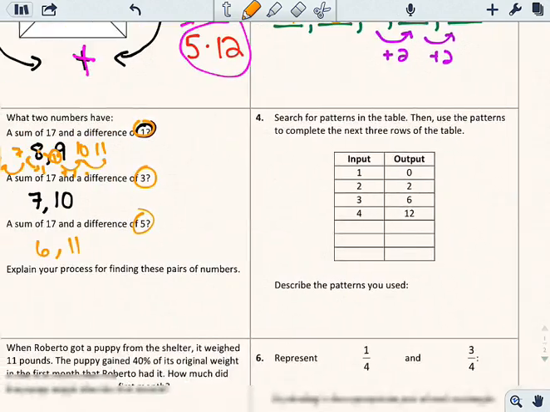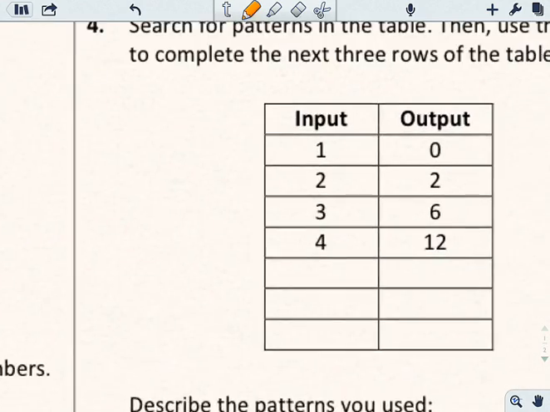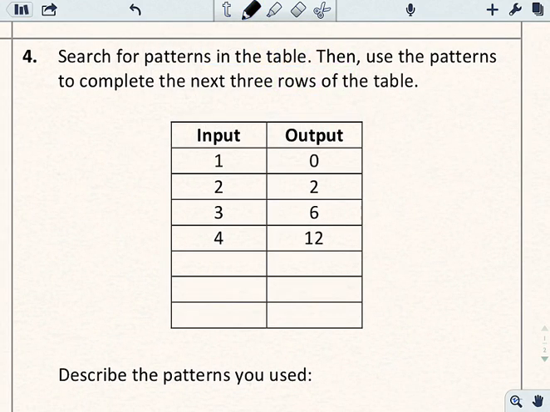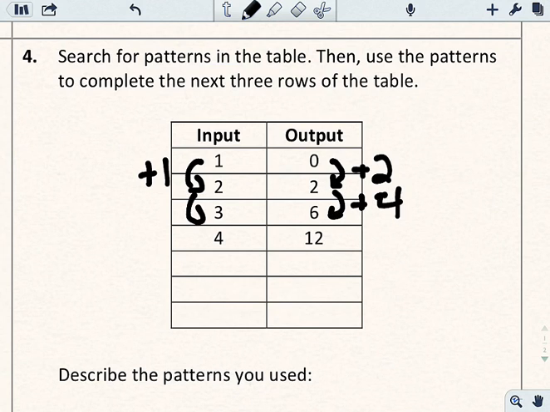All right, search for patterns in the table. Then use patterns to complete the next rows of the table. So we have to be careful when we're using a table because we have to kind of evaluate both sides at the same time. Like we can definitely observe this goes up by 2, but we have to also observe simultaneously this goes up by 1. Okay, so then that's going to go up by 4. That's going to go up by 1. That's going to go up by 6. That's going to go up by 1.